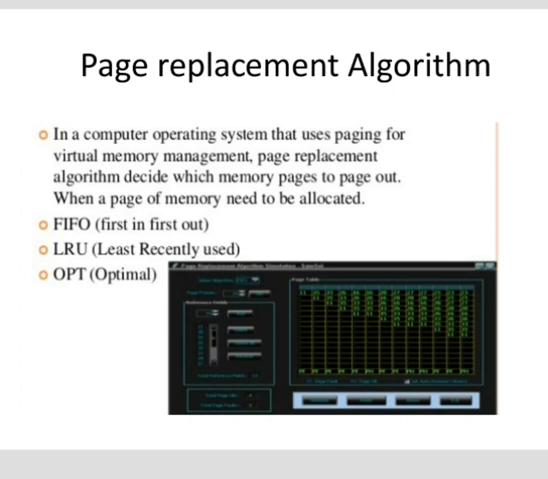So there are several algorithms for page replacement. These algorithms are the first in first out page replacement algorithm. Next is the least recently used page replacement algorithm, optimal page replacement algorithm, clock page replacement, not recently used page replacement algorithm, and the second chance page replacement algorithm.